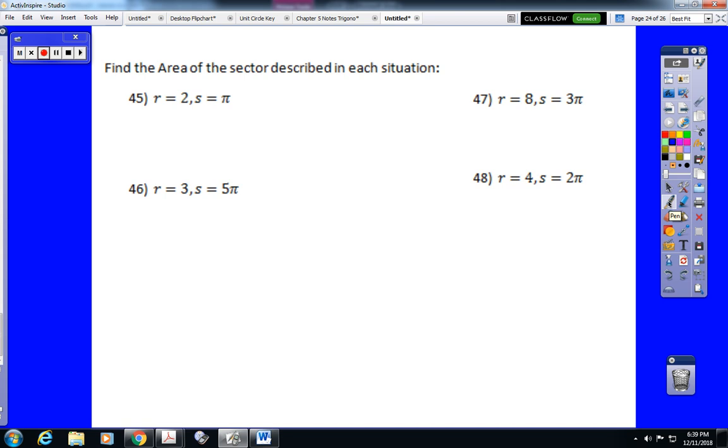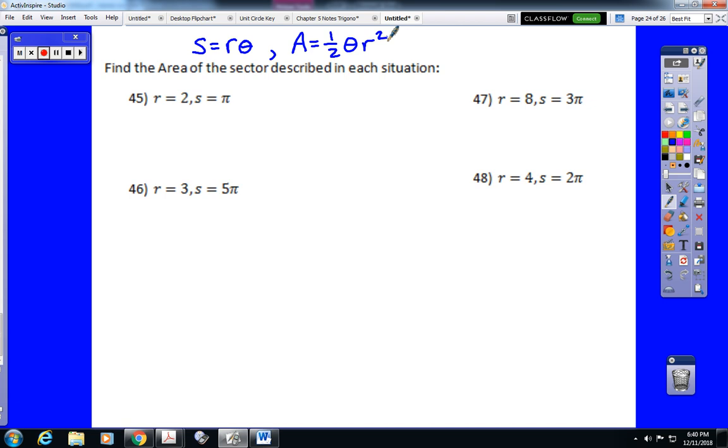Now, area of a sector is given by even another equation. But you'll notice what they gave us here. They gave us S, which means we're going to be using that arc length equation again, S equals R theta, to find theta. Then we're going to turn around and use the area of a sector equation, which is 1/2 theta R squared. The area of a sector in a circle is 1/2 times the central angle in radians times the radius squared. So these are two-step problems.